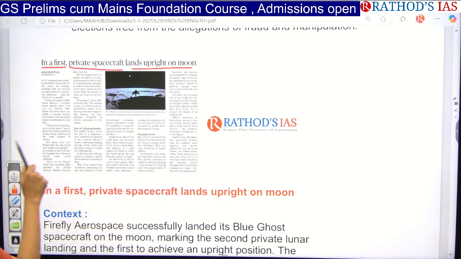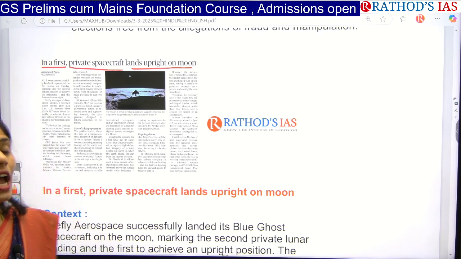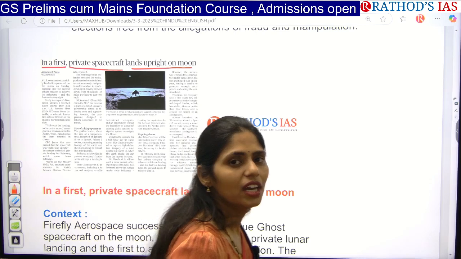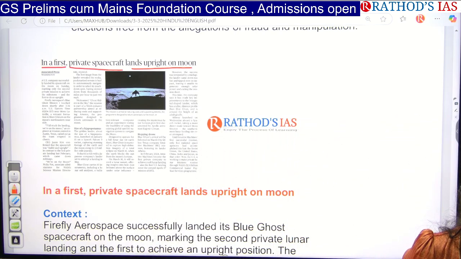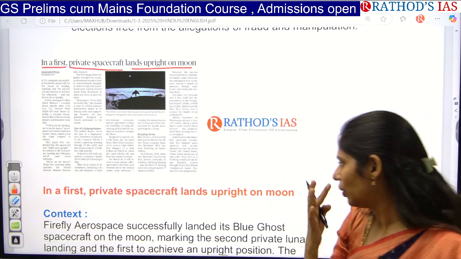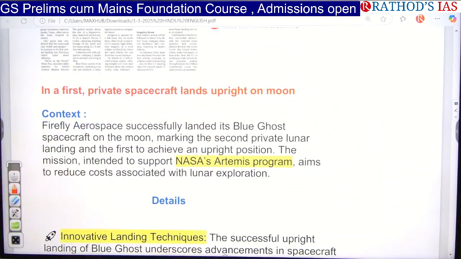So actually this article is saying that one company from the US had landed its spacecraft on the moon, and it is a private spacecraft. So whenever you are writing any answer regarding what are the steps taken by the government for improving privatization of the space sector, you can add this example as a case study. Okay. And now you can write about the details of this spacecraft.